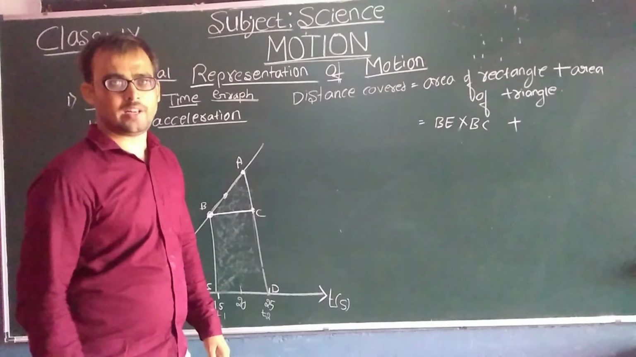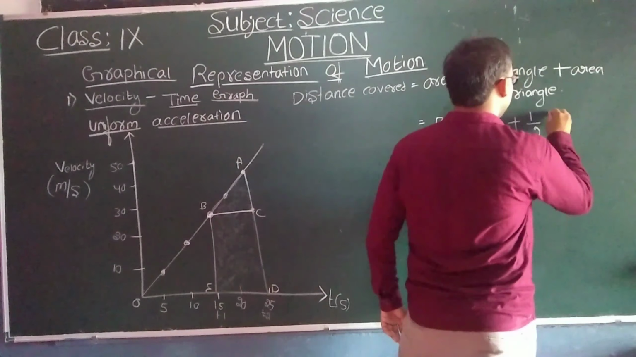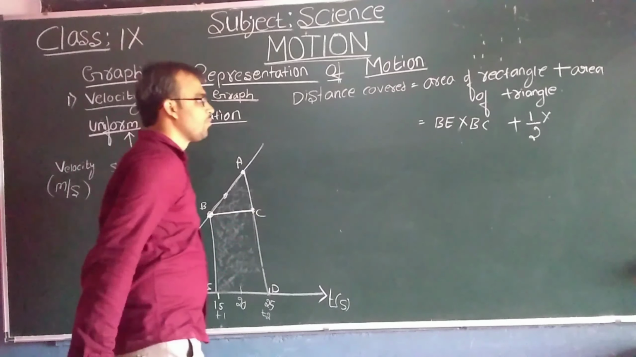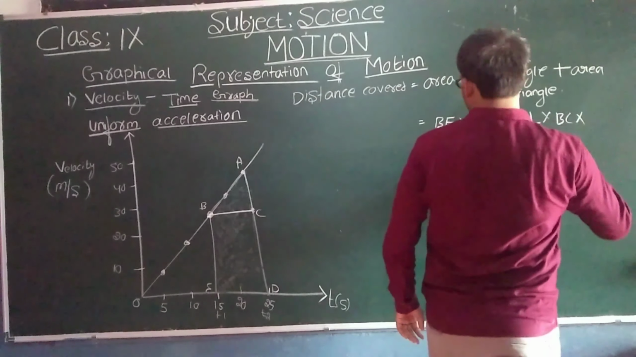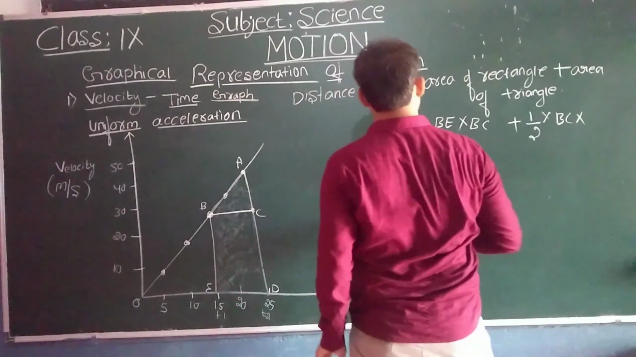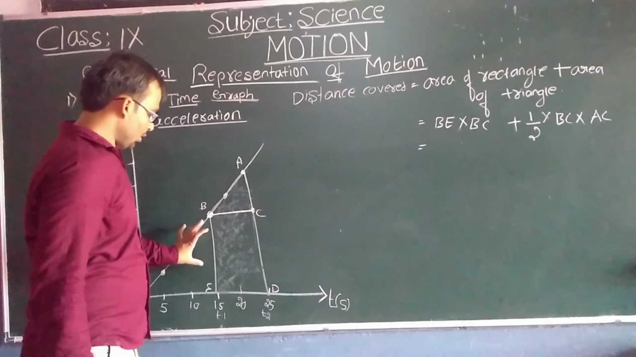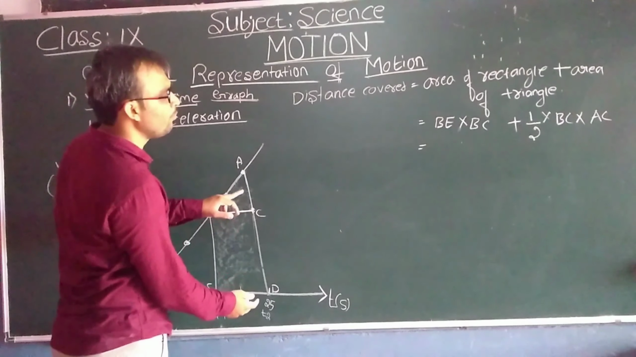Next, plus the area of the triangle. What is the area of a triangle? Half into base into height. So here, half into base, what is the base? Base is BC. BC into height. Height is AC. So students, look at here.